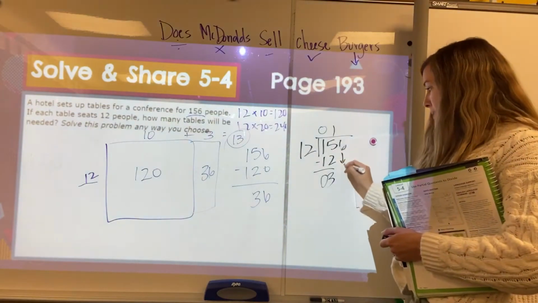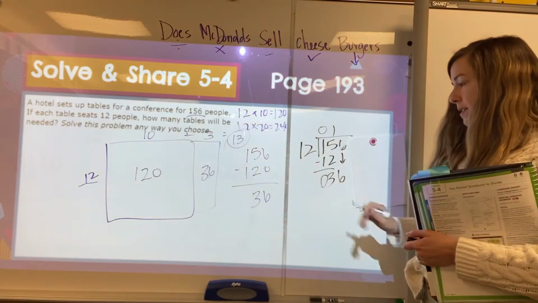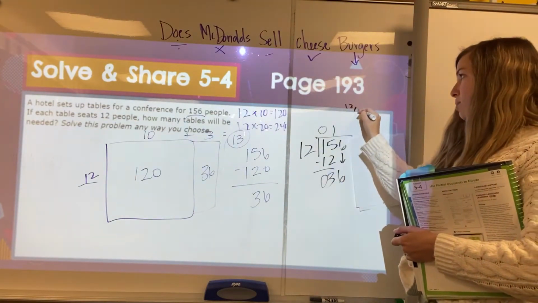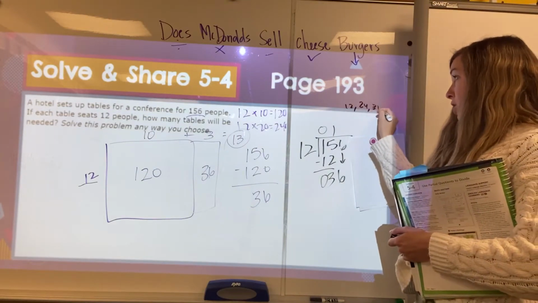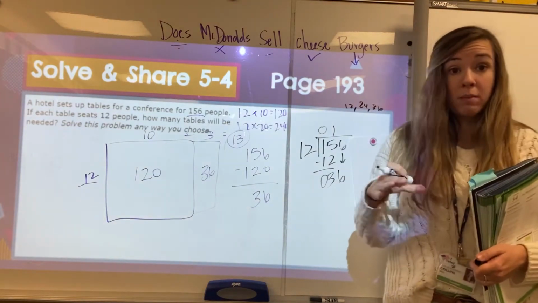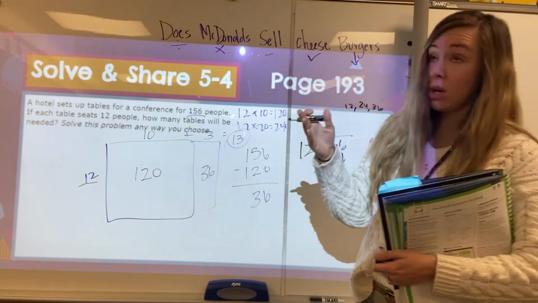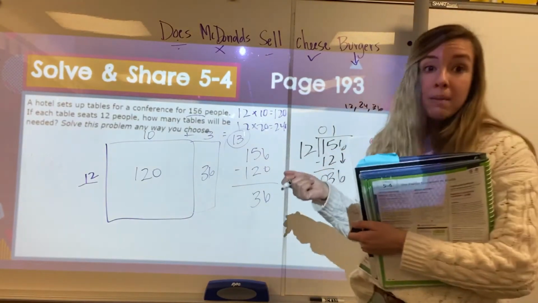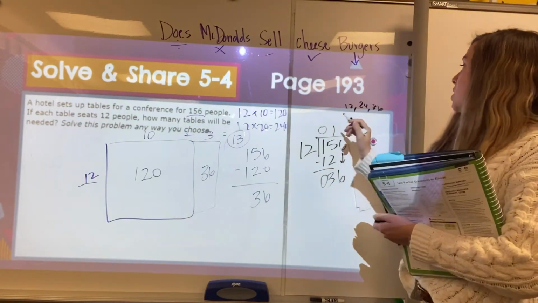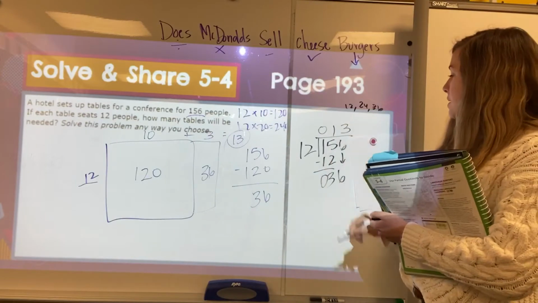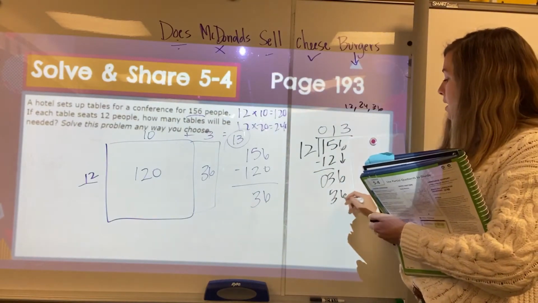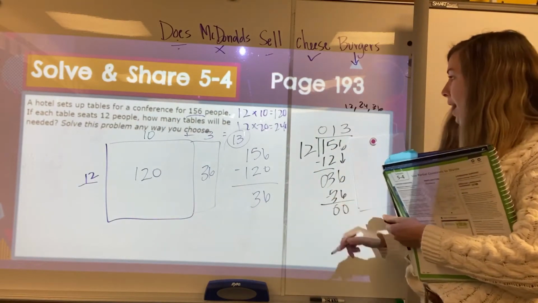So I go to my next number and we've got 36. Well, I might need to list my multiples. 12, 24, 36. This is where a multiplication chart can really come in handy. So pull one up on your computer or get the one out that I put in your binder at the beginning of the year. So 12 times 3 is 36. So we get 36 down here. I'm going to subtract and it zeroes out.